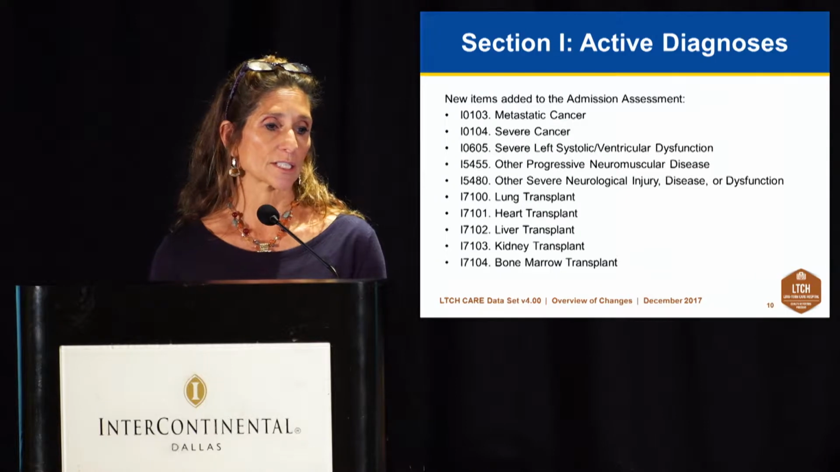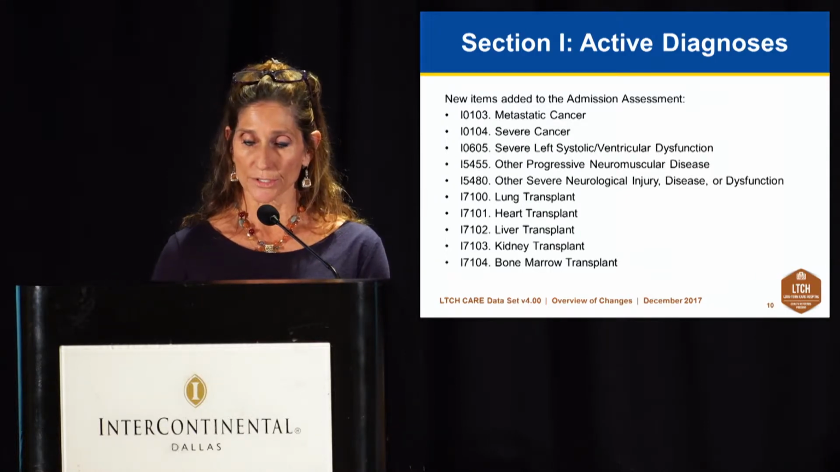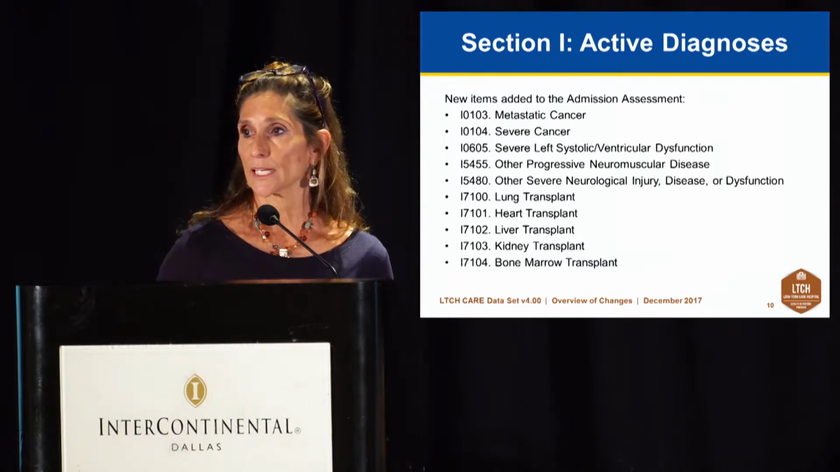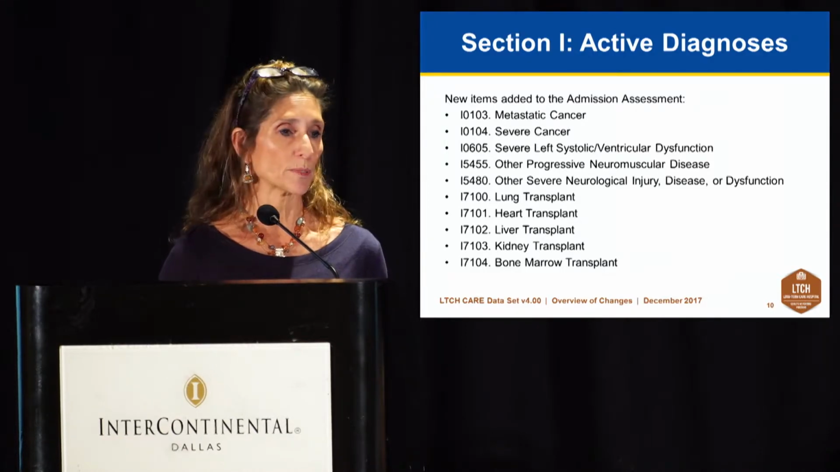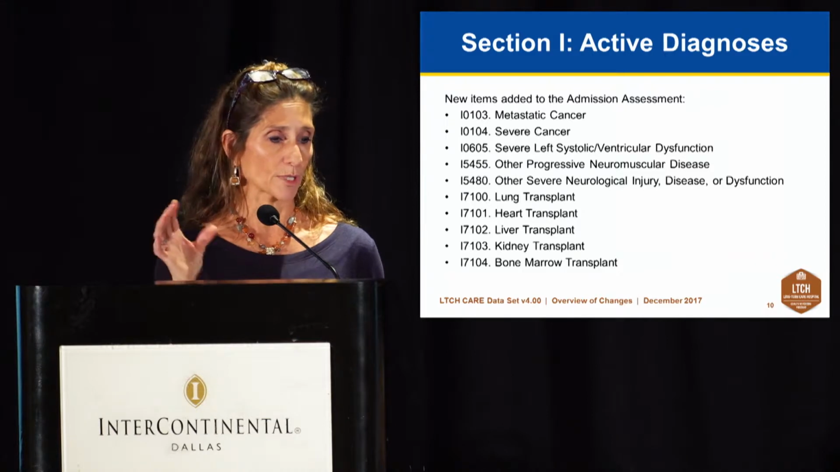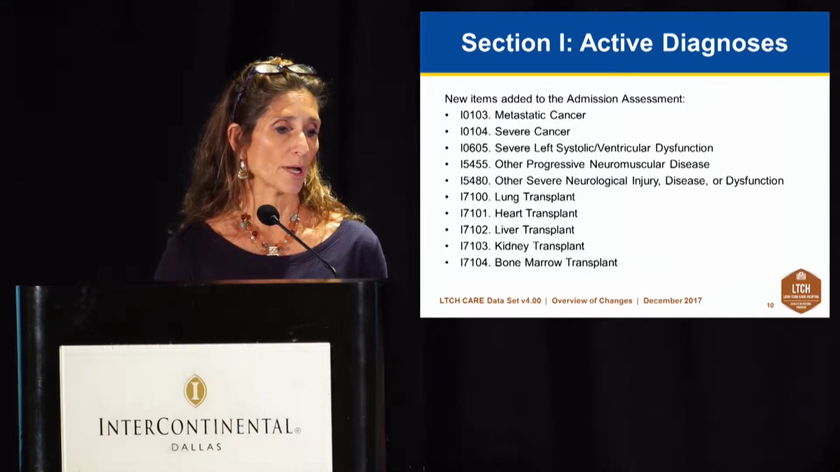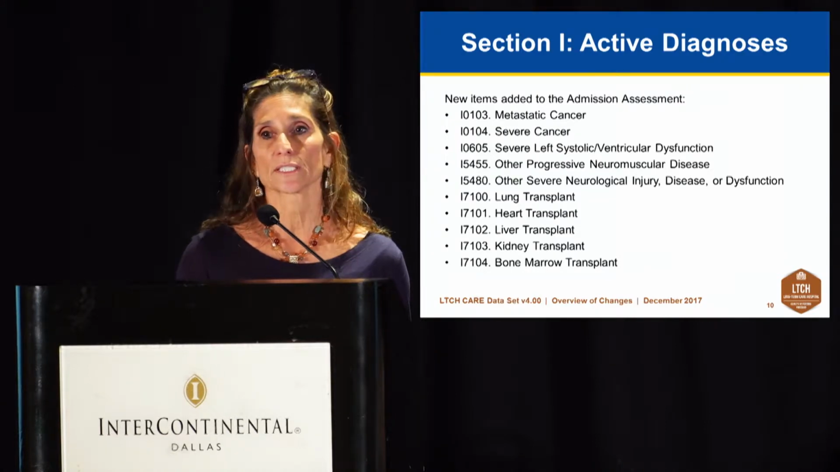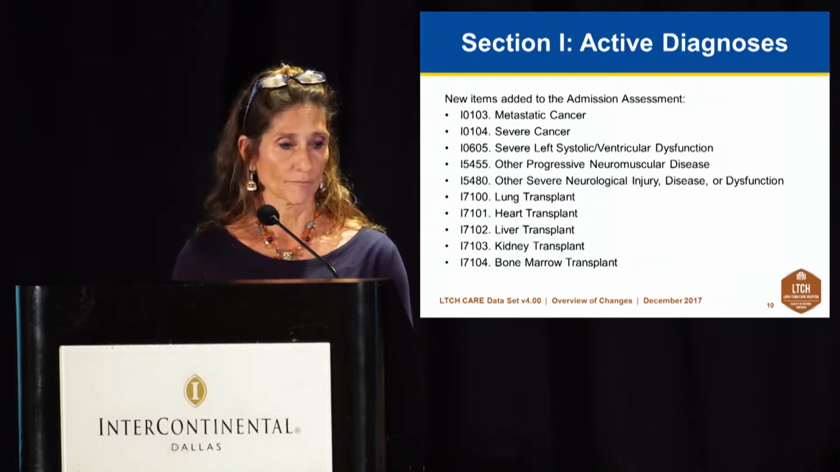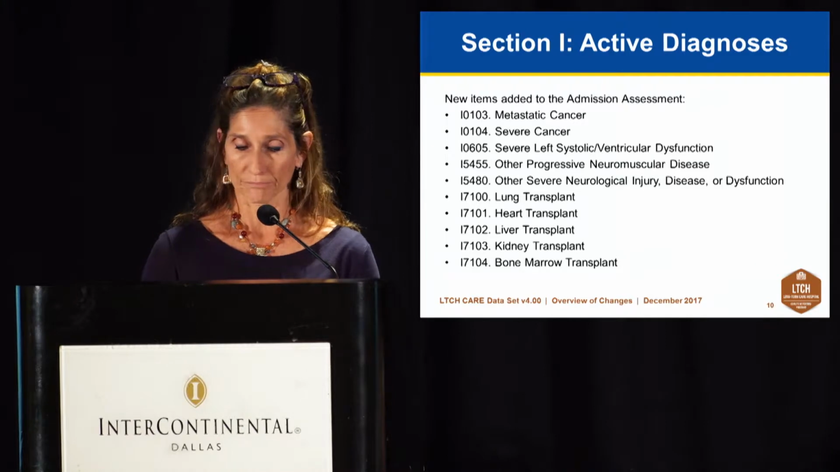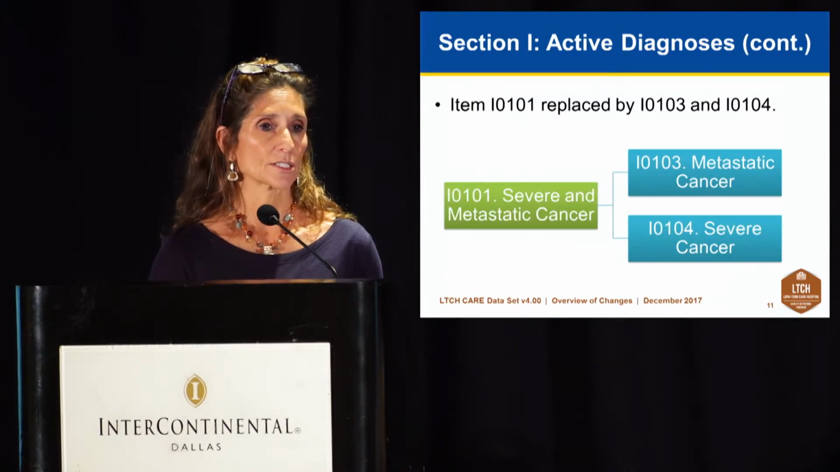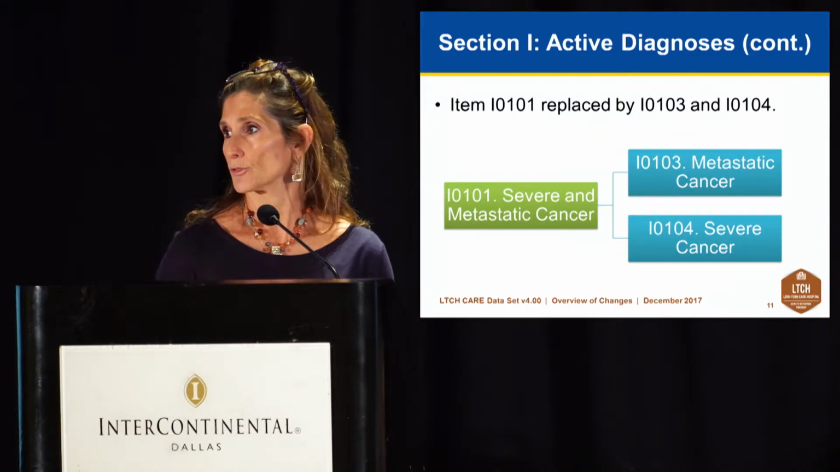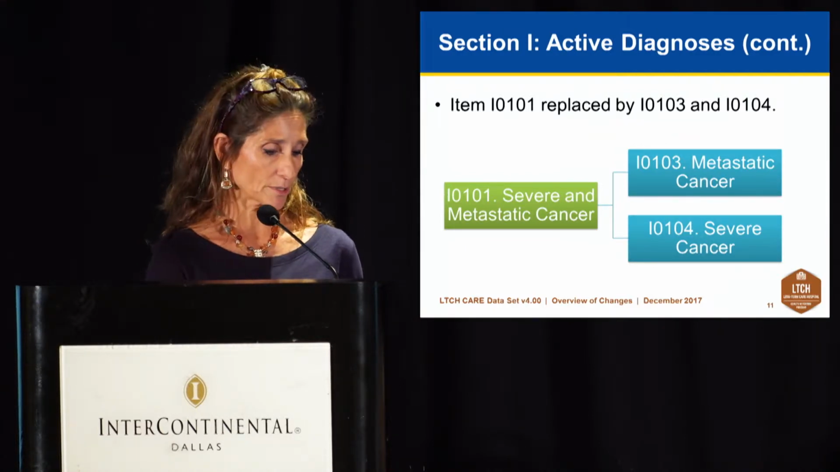The next section is Section I, your active diagnosis. For that, we have separated the metastatic cancer and the severe cancer. They used to be combined in one, and now we have them broken out. We also have some of the heart functions, the neurological functions, and we've listed out the various transplants that might be appropriate to code. This slide just gives you a demonstration of how the severe and metastatic cancers have now been broken out into two separate codes.